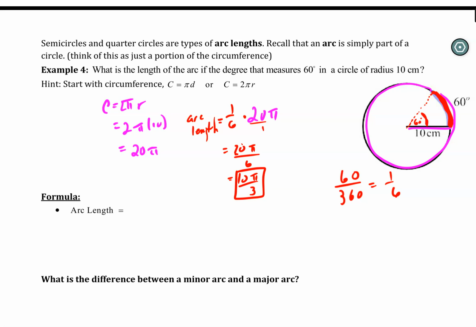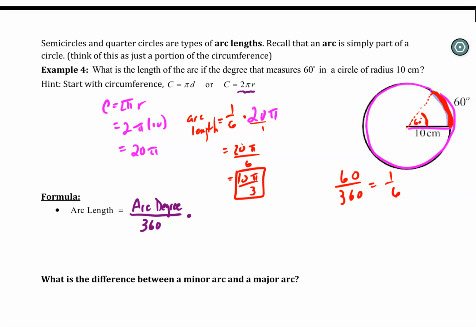So arc length is equal to, we're going to do arc degree. And remember, the arc degree is the same as the central angle, so they can give me either one of those two, in the degree in either spot. So arc degree divided by 360, that represents the portion of the circle that we're talking about. And we're going to multiply that by the circumference.